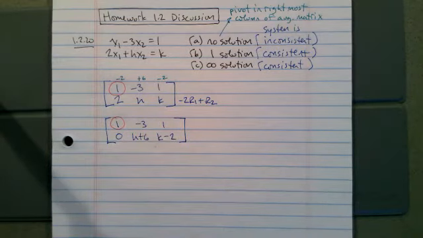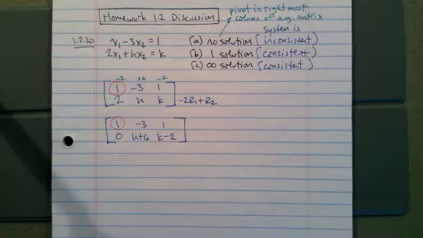So this is far enough. We don't have to go all the way down to try to get a reduced row echelon form, because that would require that we divide by h plus 6. And if h is equal to -6, then we can't divide by h plus 6. So that's just against the math rules. We can't be dividing by 0. The math cops will come and arrest us.